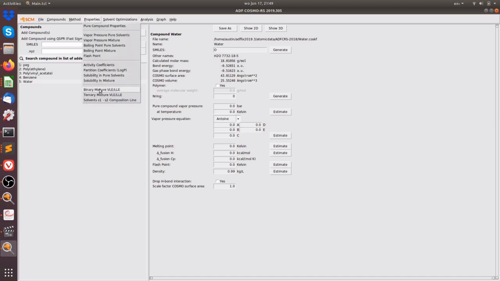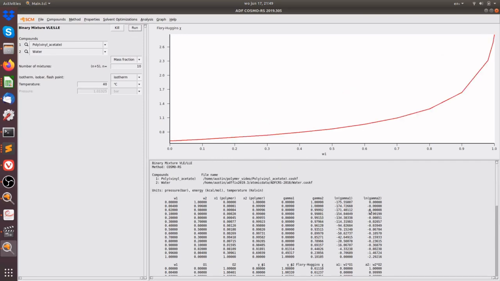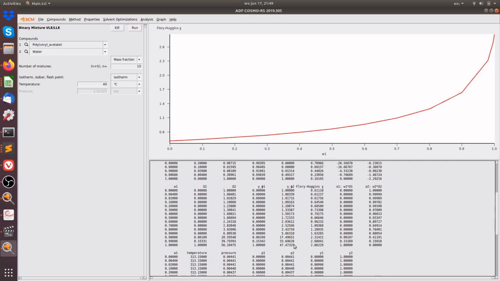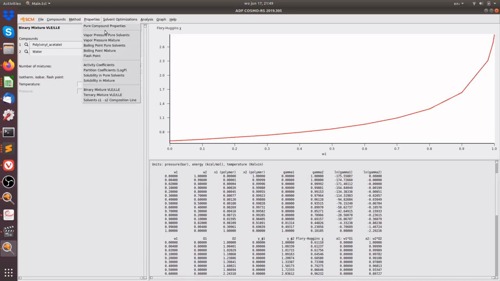Let's now go back to binary mixture and change this to our polyvinyl acetate and water system. And as I mentioned, this is at 40 degrees C. And you can see, so the experimental value I have for this system at infinite dilution is 2.5. So you see it agrees fairly well with the experimental value, or sorry, with the estimated value we have here. So that's another important property, of course. Yeah, is Flory-Huggins. You can calculate those. Those are calculated, I believe, with almost every problem type.